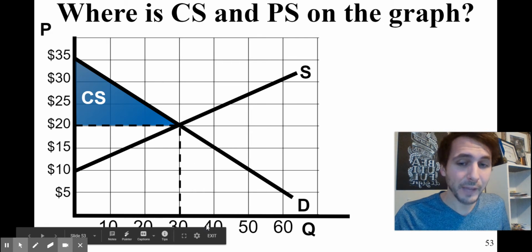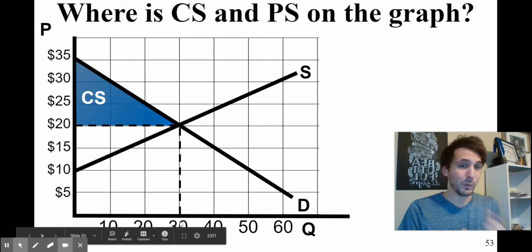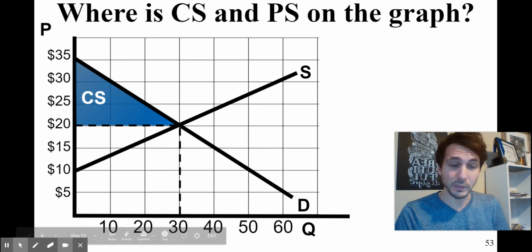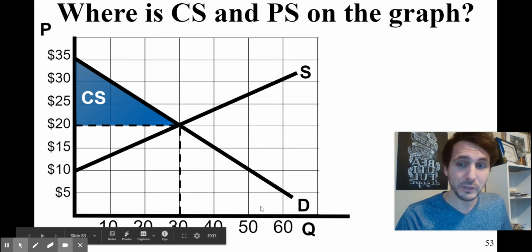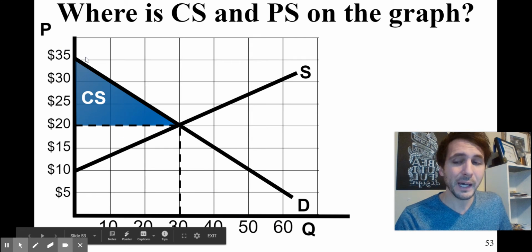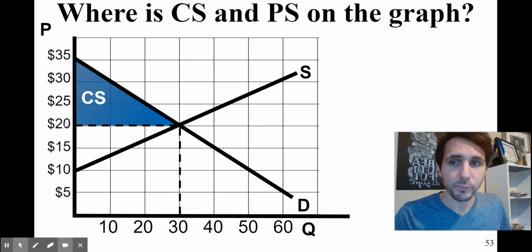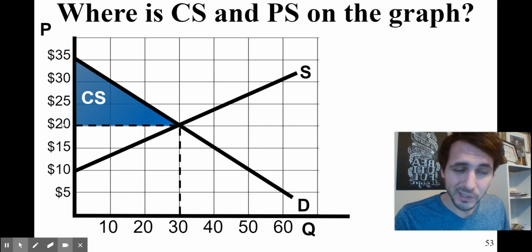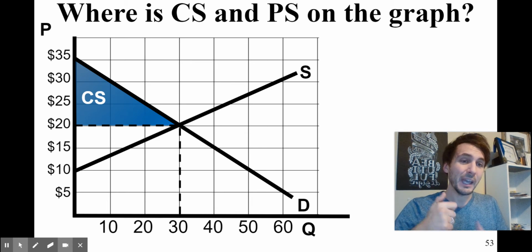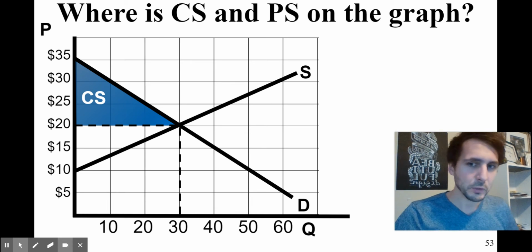And it's cut off at the quantity of 30 because that's the only units that are being bought and sold. Cannot go to 40 or 50 or 60. So it's going to be this little top triangle here. That represents all the people are willing to pay versus what they actually pay. They're willing to pay somewhere between $35 and $21, but none of them have to pay those. They pay $20 instead. So all of the consumers have varying levels of consumer surplus.